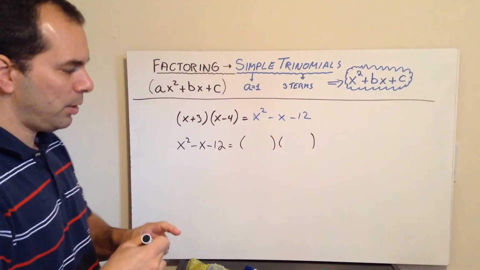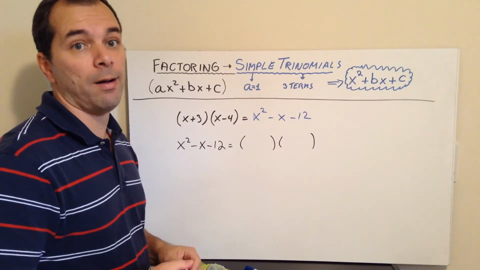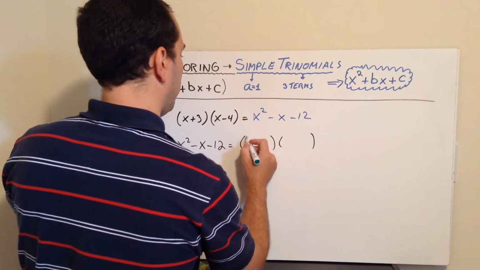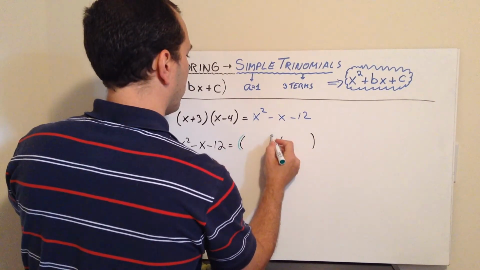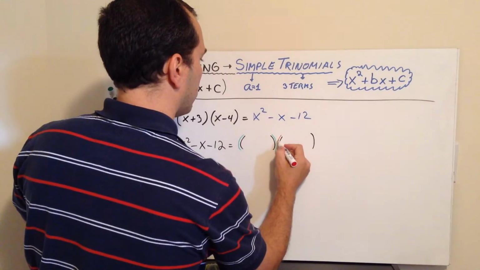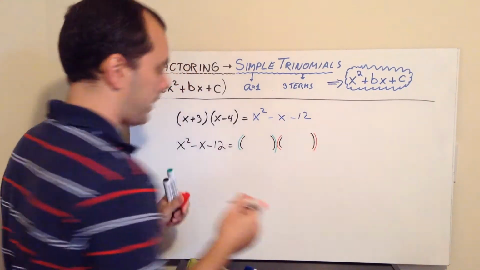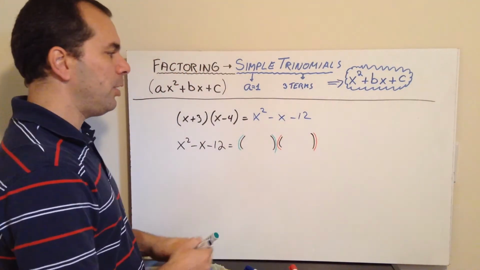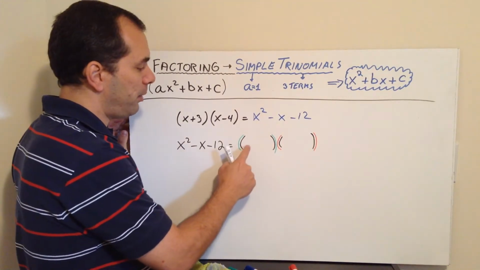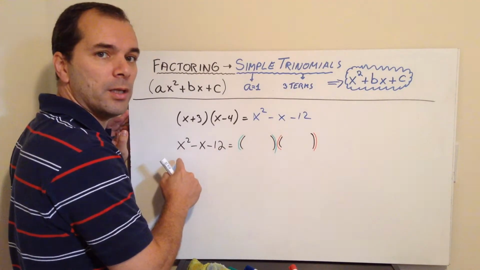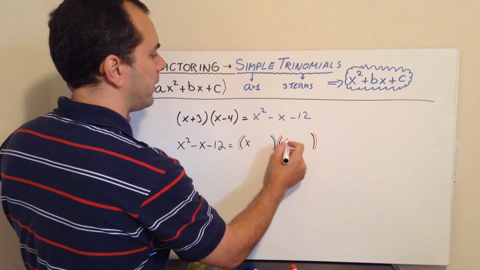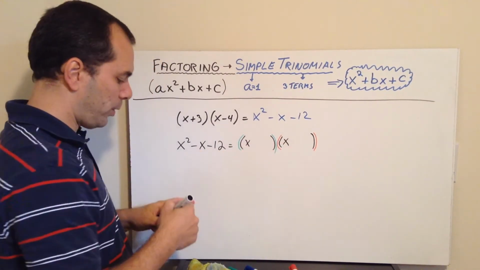And we have to come up with what these two brackets are. Okay, now let's say that I make my first bracket green, and my second bracket is going to be red. Pretend the black's not there. So, just by looking at this, I already know that because my first term is x squared, then the first times the first should give me x squared. There's only one possibility, and that is x and x. X and x would give me x squared, and that's good.